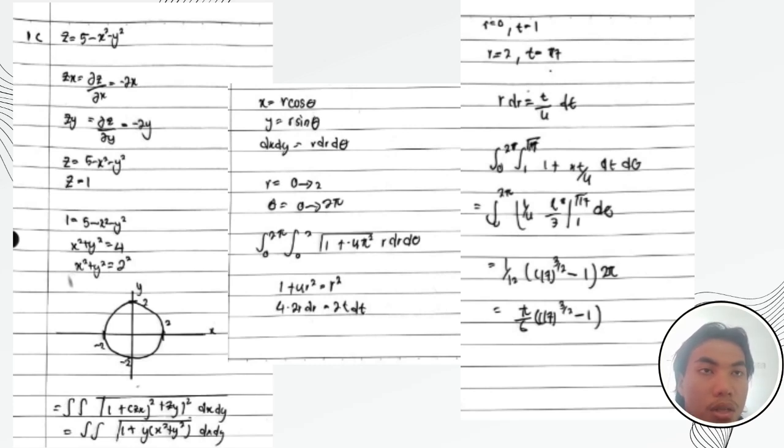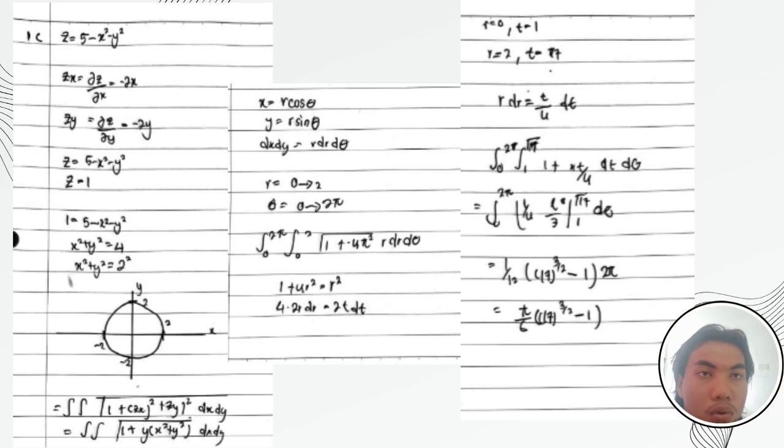Then we define the region of integration. The surface lies above z equal to 1, so 5 minus x squared minus y squared is greater than or equal to 1. Then we rearrange and simplify it. The equation becomes x squared plus y squared less than or equal to 4. This describes a disk of radius 2 centered at the origin in the xy plane.